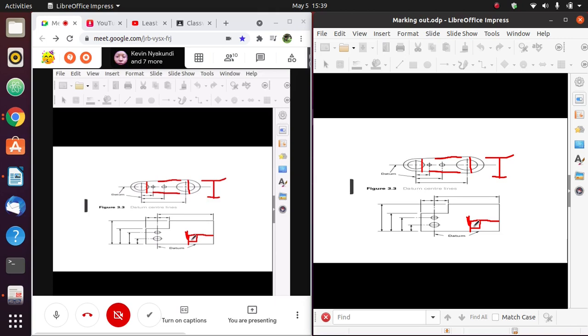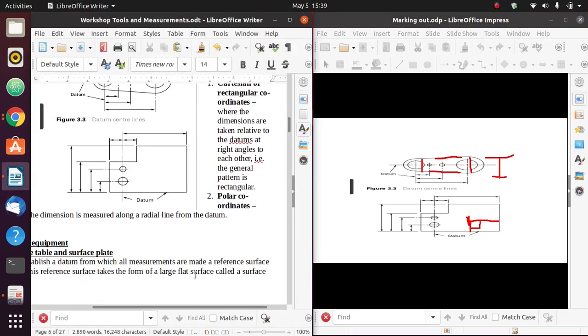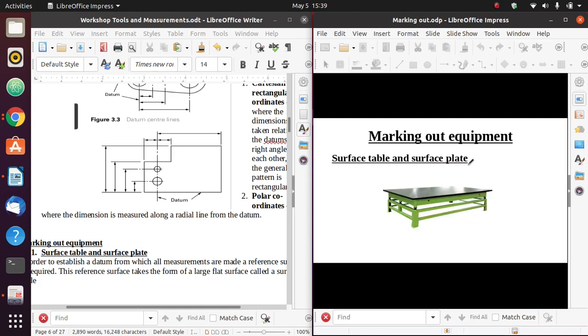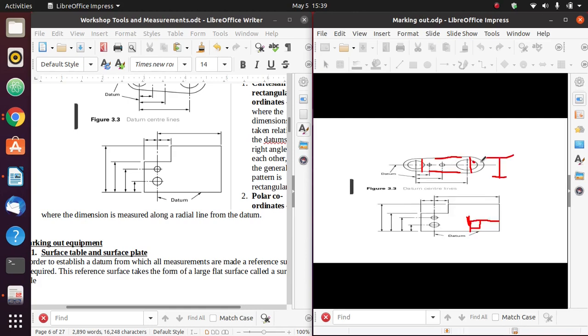Coordinates along a radial line from the datum are what we call polar coordinates. For example, if I'm taking coordinates of this point on this circle, since this is not a rectangular workpiece, then the coordinate that I'll take along this circular point is known as a polar coordinate.